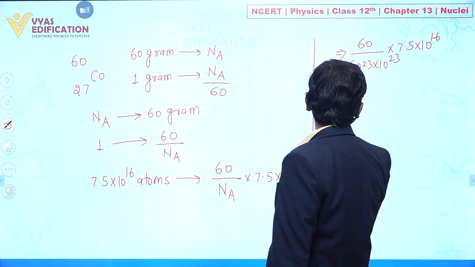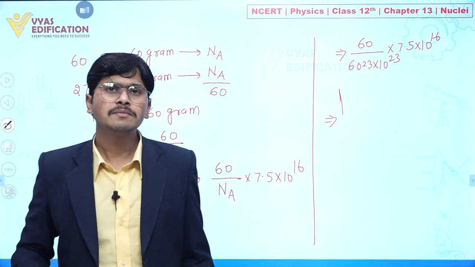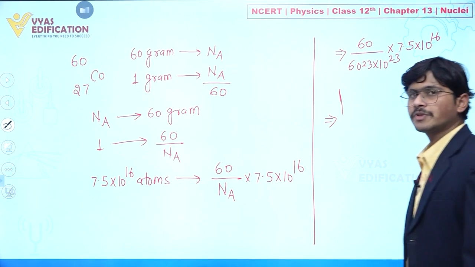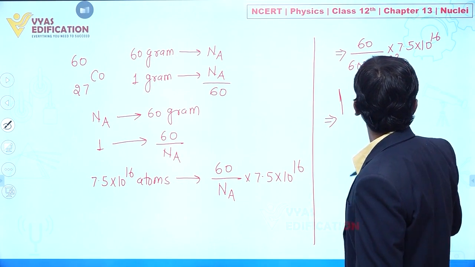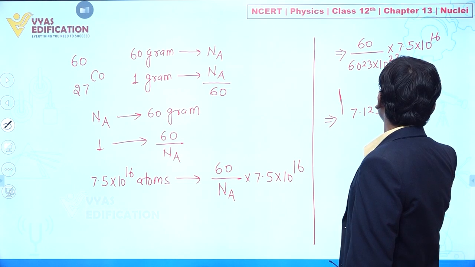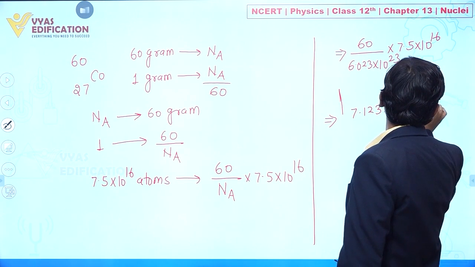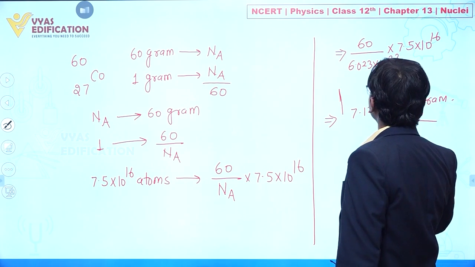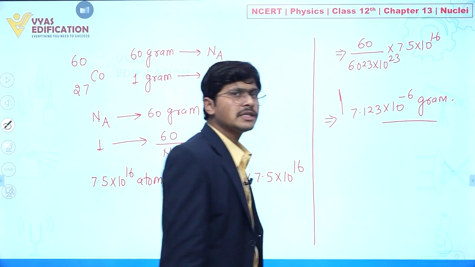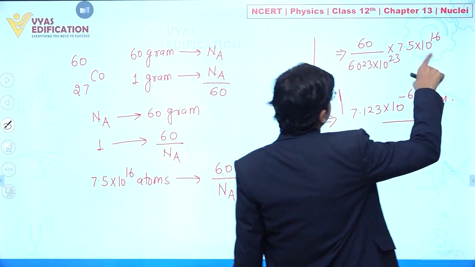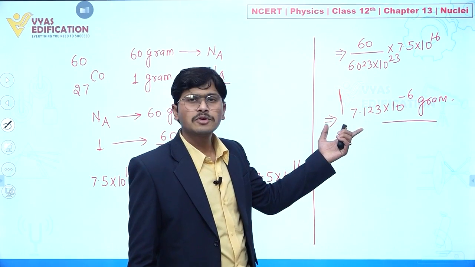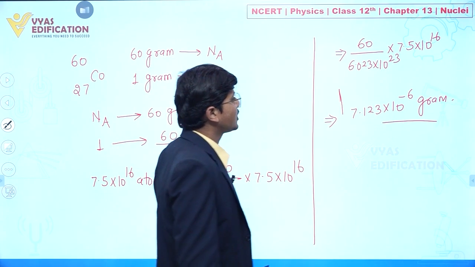So if you calculate from this, you can find the value of the mass. And the mass value you will definitely get near about 7.123 into 10 to the power minus 6 gram. Clear everyone? Definitely you can take some approximation: this is 16 and we can say 10 to the power 23, so we are getting 10 to the power minus 7. Near about this is 10, so we will get this value near about 7.123 into 10 to the power minus 6 gram.